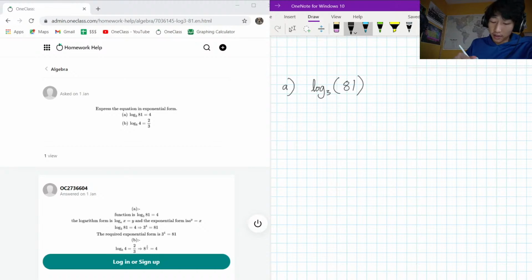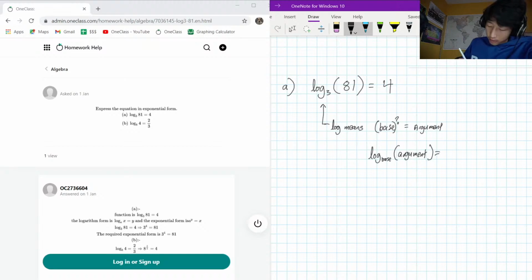81 is what we're passing to this function. You may call it the argument that you're passing to it. This is equal to 4. This is absolutely right, but what this really means is log means base to the power of something is going to be equal to the argument. Okay, so the log base of argument is equal to this. This is just to see where they come from.